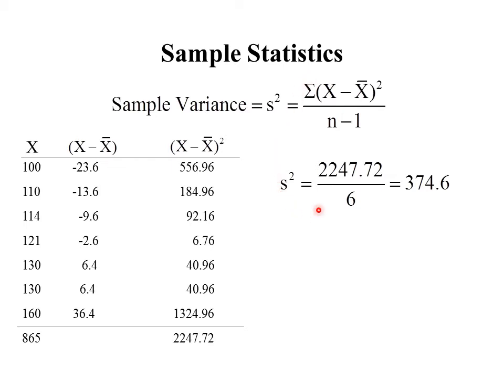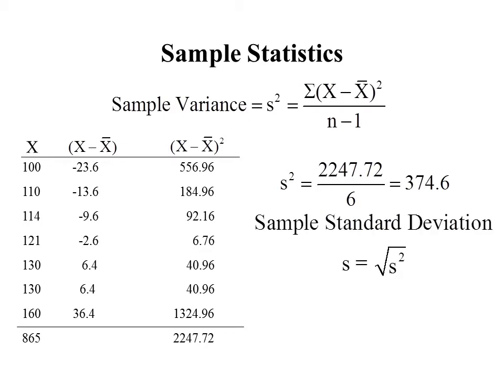And then the last step is to take that sum and divide by n minus 1. n is 7, so n minus 1 is 6. We take that number and we get 374.6. So that's the sample variance. Now the sample standard deviation is denoted s, and it is simply the square root of the variance. So once we calculate the variance, we just take the square root of that, and the square root of 374 is 19.4. So that's our sample standard deviation.